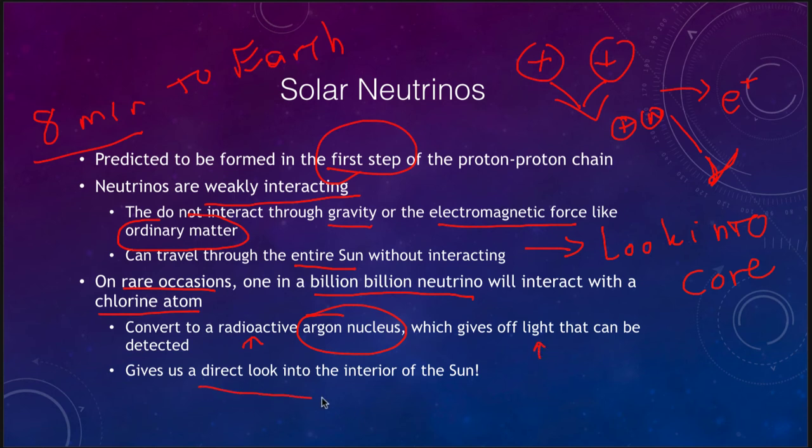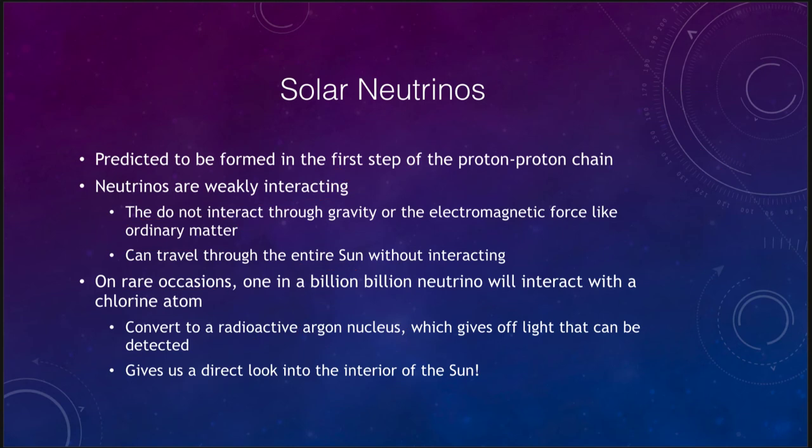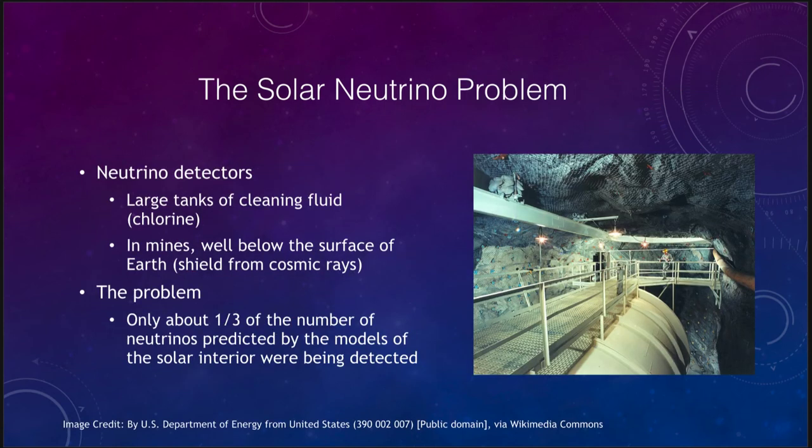This is our direct look into the interior of the sun. What is the sun doing right now? Even if we can only detect 1 in a billion neutrinos or even less, we can still get a look and use those probabilities to figure out what is going on in the interior of the sun right now. And this leads us to what we have called the solar neutrino problem.